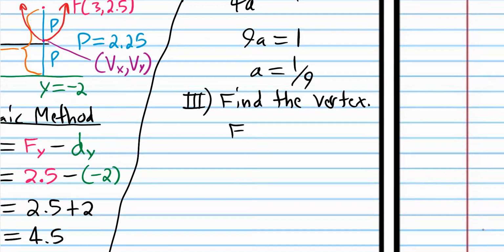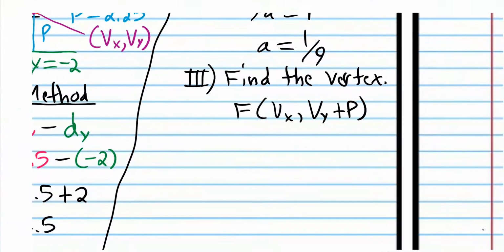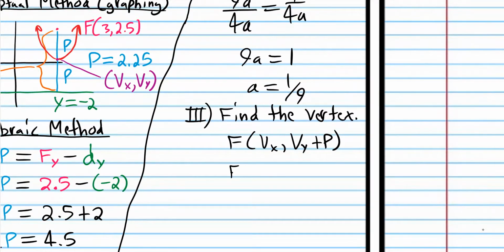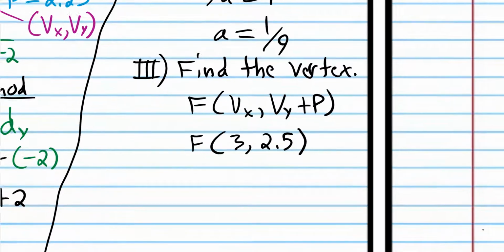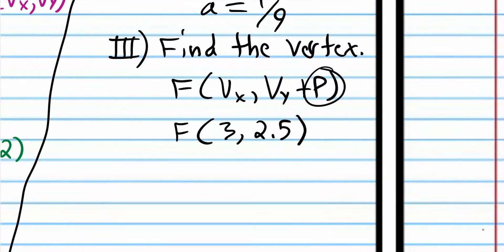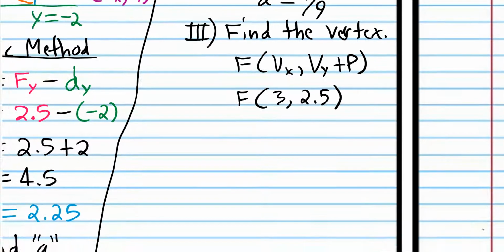We know that the x value of the focus has to be the x value of the vertex, and the y value of the focus has to be the y value of the vertex plus p. But we know what the focus is. We know the focus is (3, 2.5). And so because we found p, we're going to use that to find the y value of the vertex.